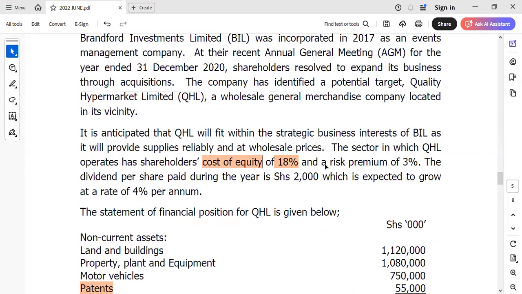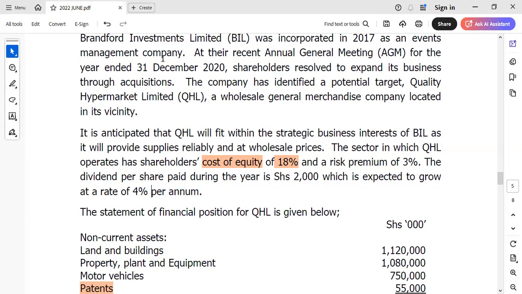Does it make sense? Then you have a risk premium. But wait. You have shareholders' cost of equity of 18% and a risk premium of 3%. The dividend per share paid during the year is 2,000, which is expected to grow at a rate of 4%.